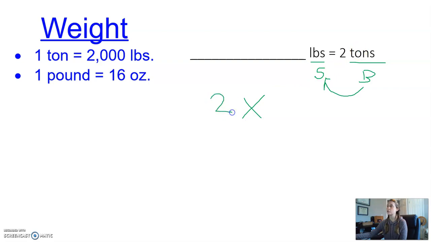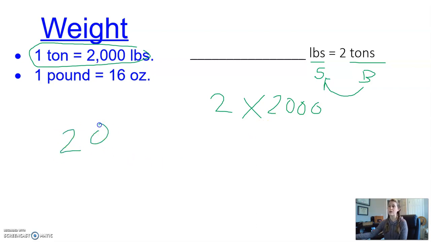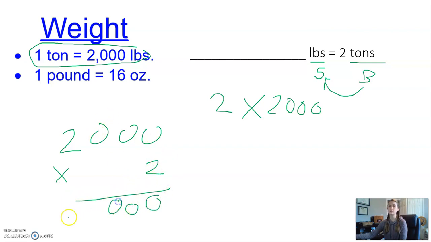We're going to take our 2 tons and multiply it by how many pounds are in 1 ton, which is 2,000. Hopefully you can do this in your head using mental math, but if not, I'll write it out for you. We're going to do 2,000 times 2. 2 times 0 is 0, 2 times 0 is 0, 2 times 0 is 0, 2 times 2 is 4. 4,000 pounds is equivalent to 2 tons.